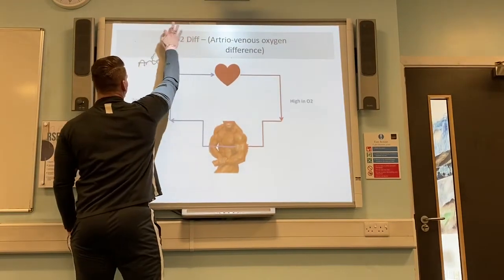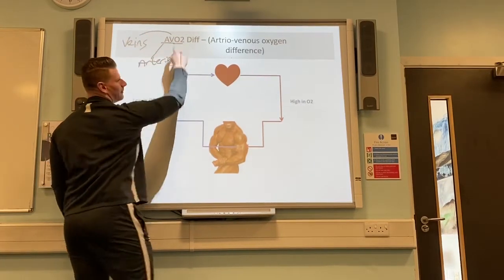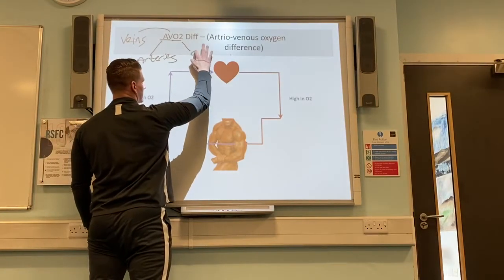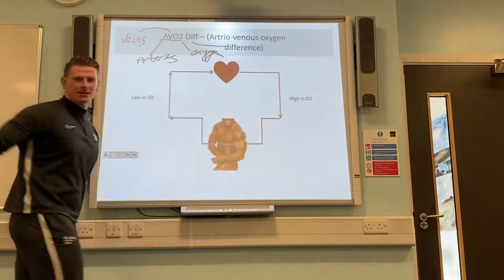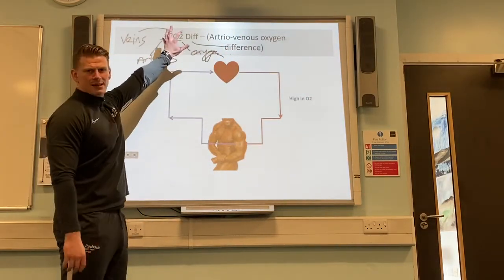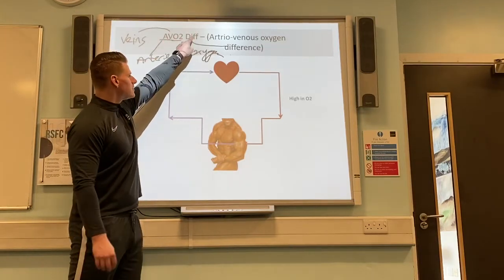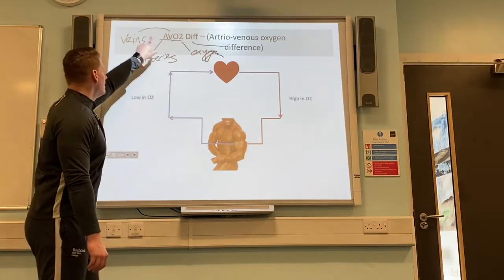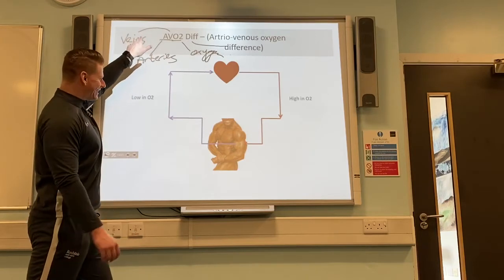The V is going to stand for veins. Then I have O2, which is obviously oxygen. And then I have diff, which stands for difference. Now, this makes things really easy when we see it in an exam, because all we're looking at is the difference in oxygen content between the blood in the arteries and the blood in the veins.